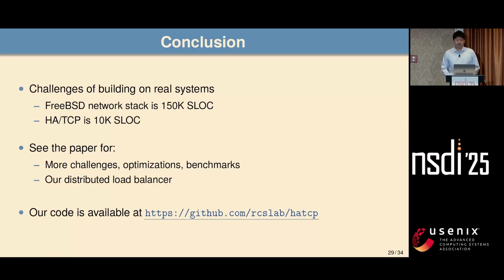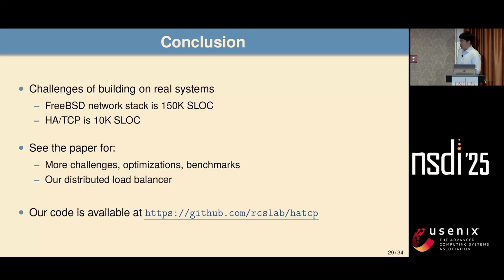In conclusion, HATCP is built on top of a production-grade network stack. This is hard because FreeBSD's network stack consists of more than 150,000 lines of code, and HATCP by itself is more than 10,000 lines of code, which is even larger than some of the research TCP stacks.